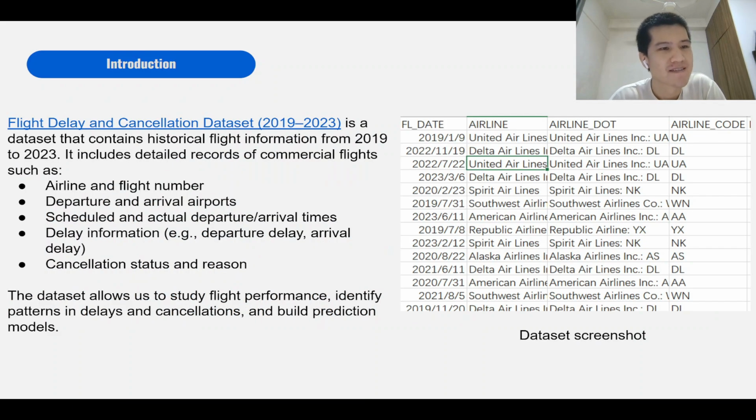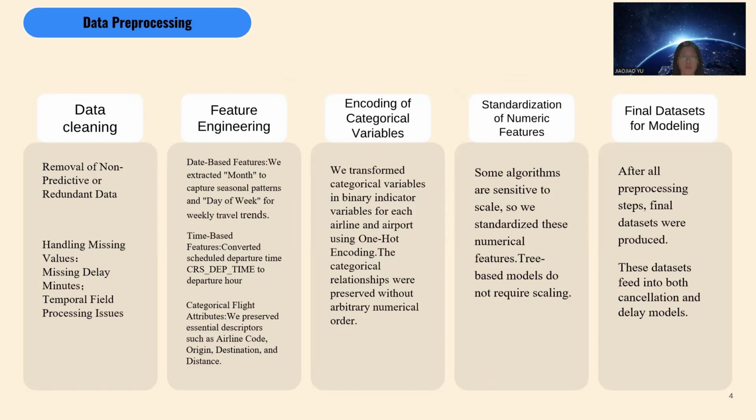For the dataset, the flight delay and cancellation dataset contains historical flight information from 2019 to 2023. The dataset, which comes from Kaggle, allows us to study flight performance, identify patterns in delays and cancellations, and build prediction models.